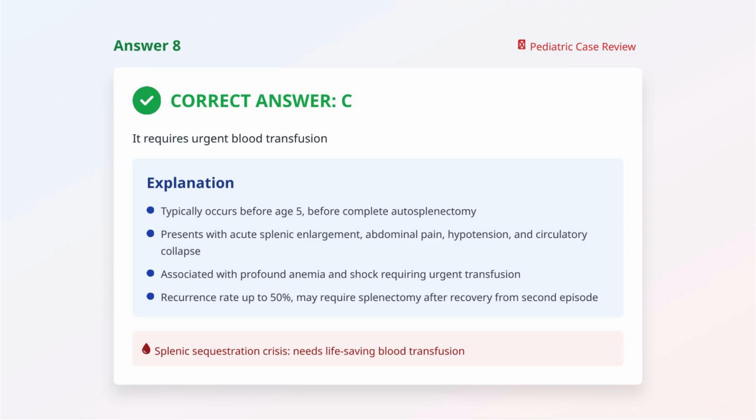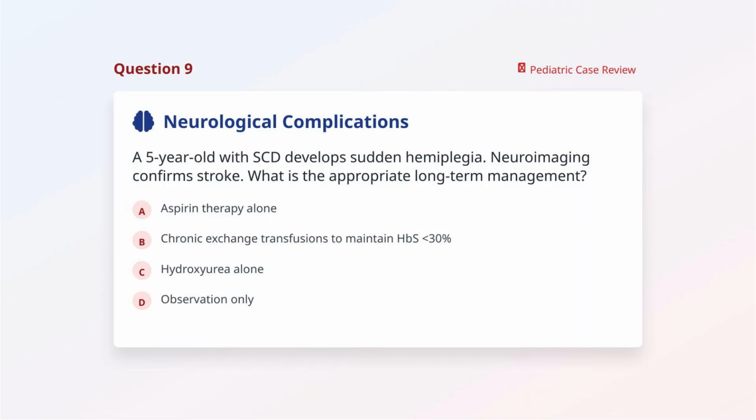Splenic sequestration crisis is a medical emergency that needs immediate life-saving blood transfusion to prevent fatal outcomes from hypovolemic shock and severe anemia. A 5-year-old with sickle cell disease develops sudden hemiplegia. Neuroimaging confirms stroke. What is the appropriate long-term management?